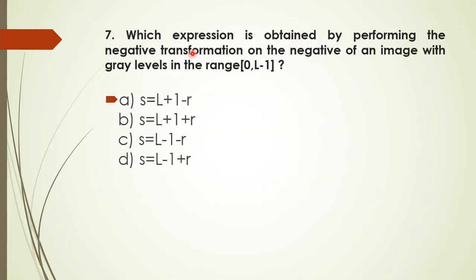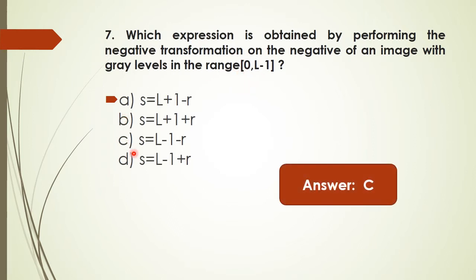Next question, which expression is obtained by performing the negative transformation on the negative of an image with gray levels of the range 0 to L minus 1? So option C is the right answer. S is equal to L minus 1 minus R.